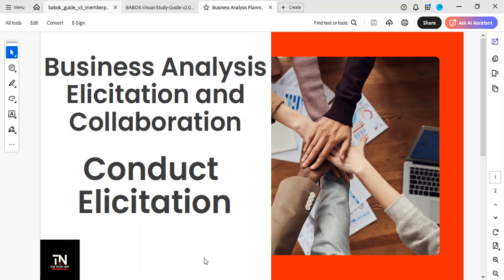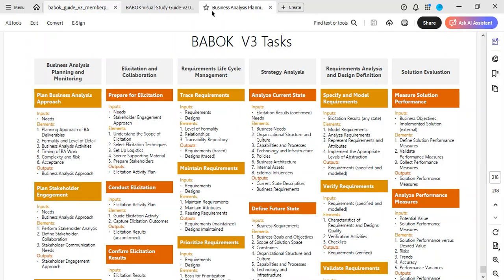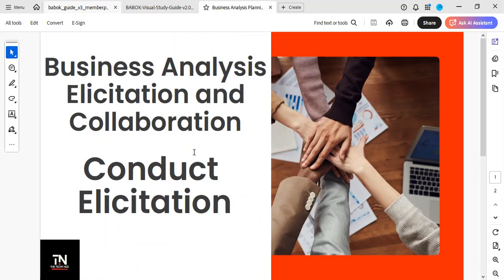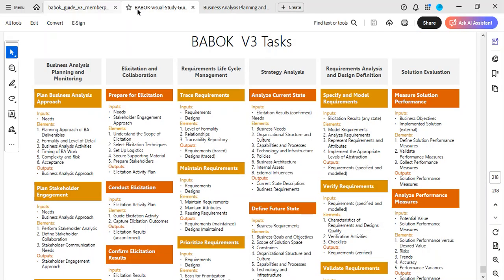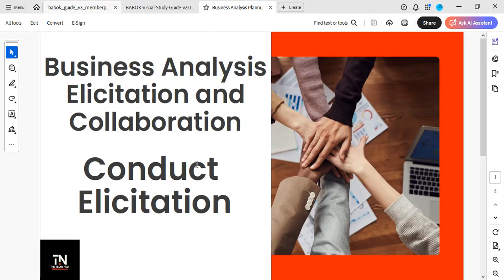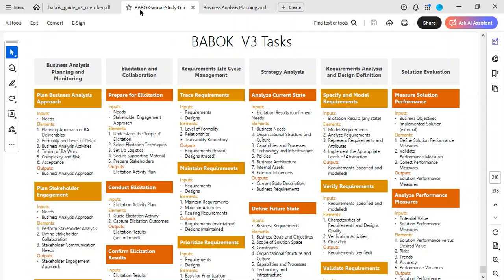The last time we looked at something interesting, and that was on elicitation and collaboration. That's the second knowledge area, and we looked at how you can prepare for elicitation, right? And today we are going to look at conduct elicitation. So you are looking at how you are going about to meet with your stakeholders and draw out those ideas or their requirements.